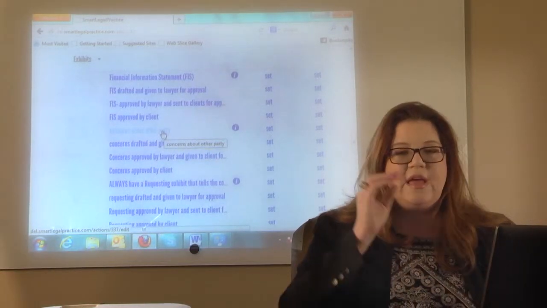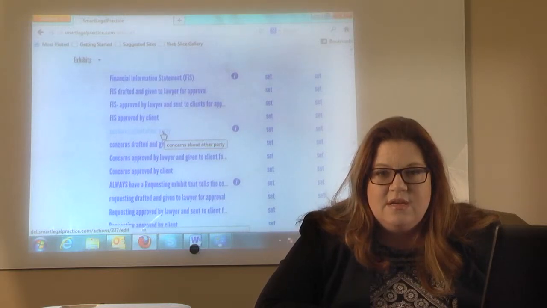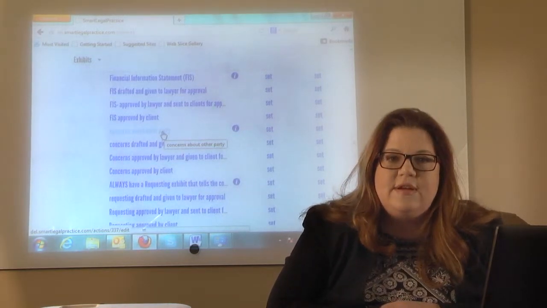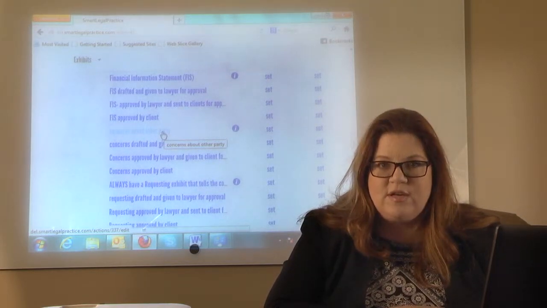Okay, concerns about the other party. This is basically a summary of testimony exhibit. So in almost every family law case where we're talking about custody, they have concerns about the other parent.